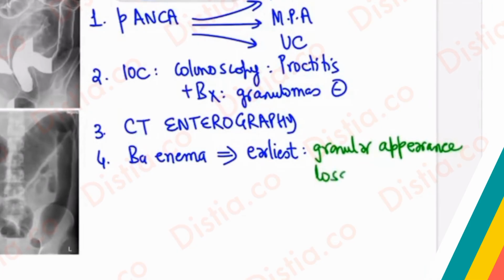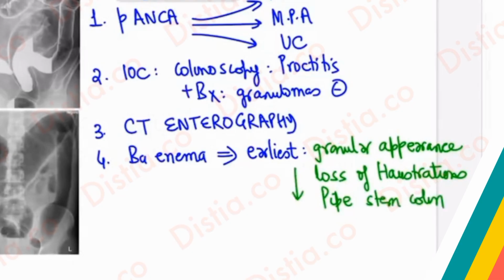The disease progresses from inside to outside. So loss of haustrations is not an early feature, because haustrations are on the outside, no? So it is going to be a later feature. Earlier there is going to be a granular appearance, then as the disease goes outwards, loss of haustrations. It is subsequently that you will use the term pipe stem colon. The data has been given both in the order of importance as well as how the manifestations will progress over time.